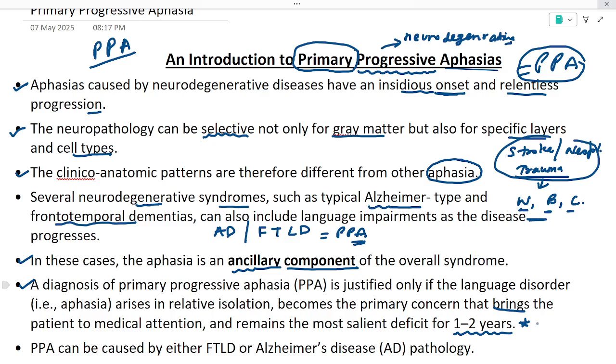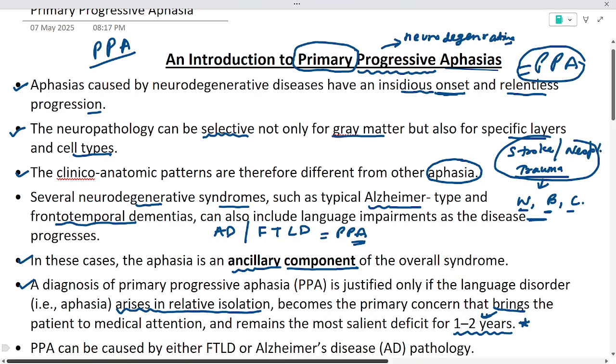We will label the condition as PPA only if the primary symptom is aphasia and it remains for 1 to 2 years, before which the other components of the major pathology arrive, right? So this is a language disorder that arises in relative isolation. It must be in relative isolation, meaning other problems will come, but they will come after a certain time period, that is 1 to 2 years.